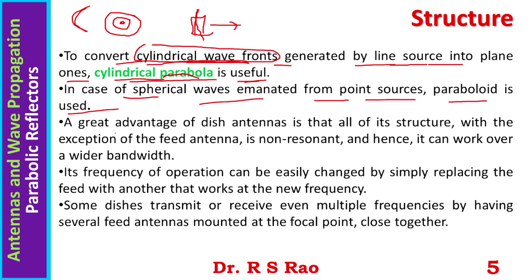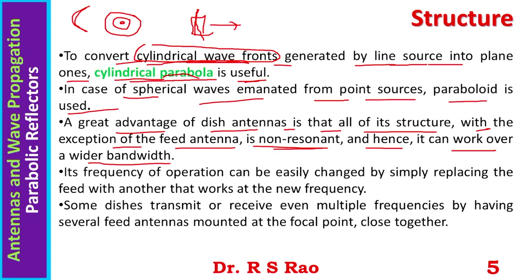It is already mentioned. A great advantage of dish antennas is that all of the structure, with the exception of a feed antenna, is non-resonant, and hence it can work over a wider bandwidth. Notice the beam width is very small. These are narrow beam antennas, whereas their bandwidths are large.